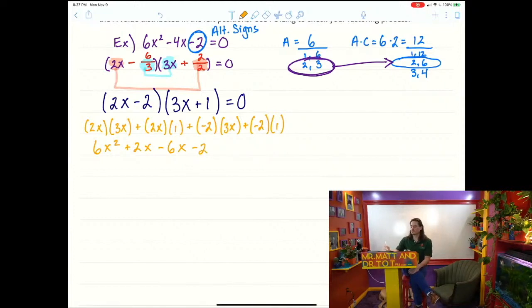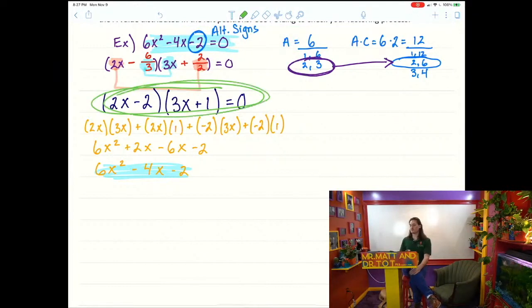Positive 2x minus 6x is going to give us a negative 4x. And so notice that we get back exactly what we started with. This is exactly the same as what we started with up here. And so this checks out, and so this is correct. That is the factored form of 6x squared minus 4x minus 2 is equal to 0. If you have any questions, then please let me know.